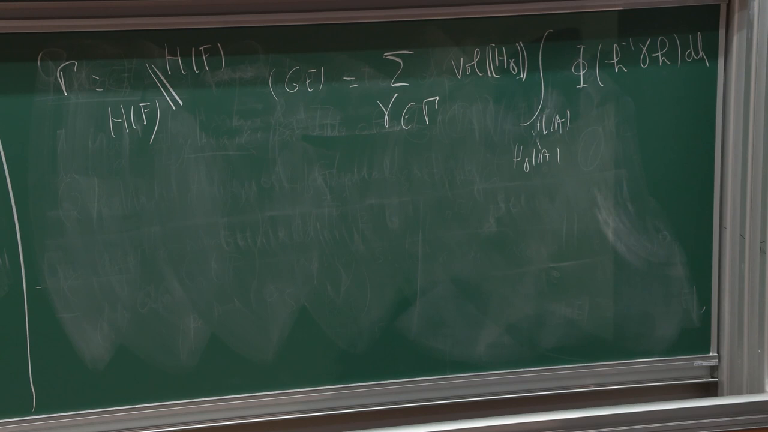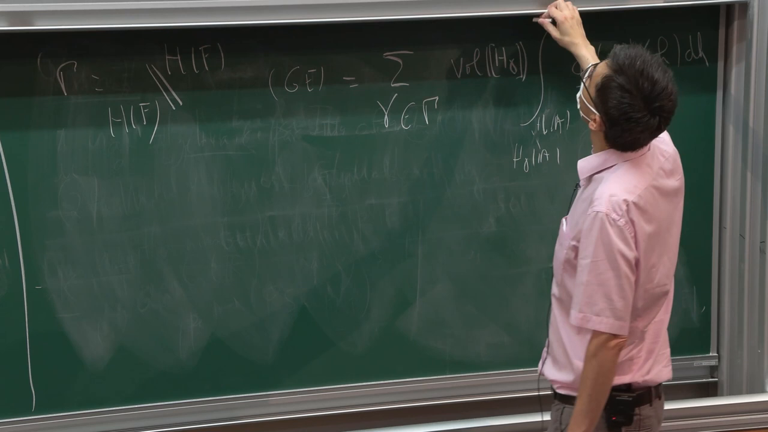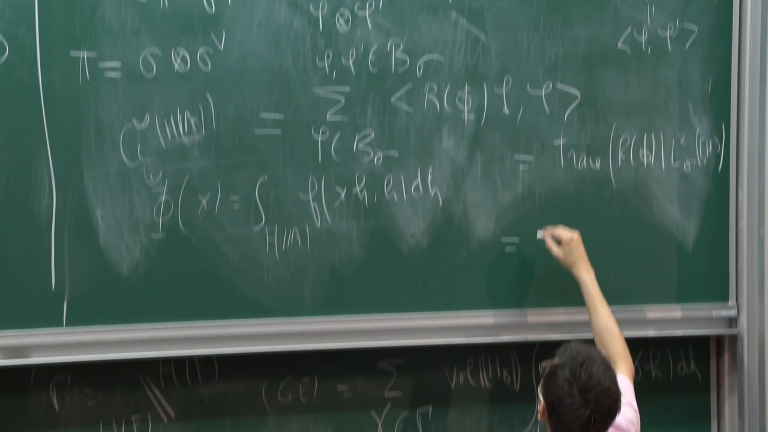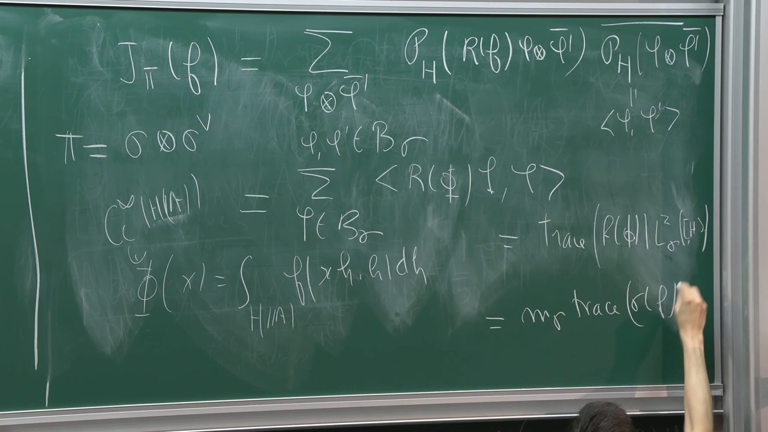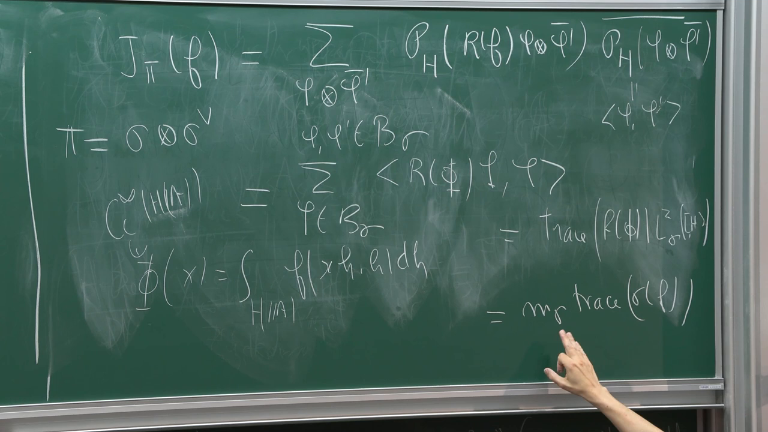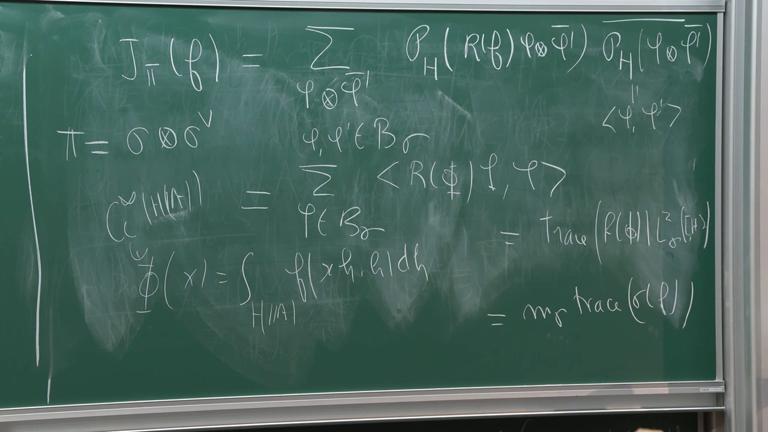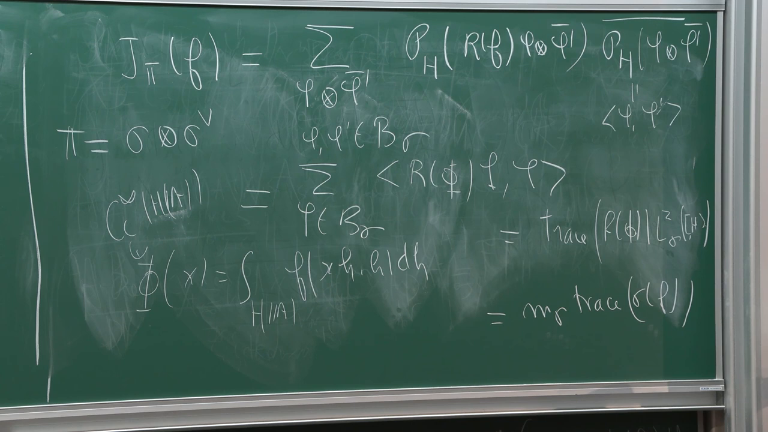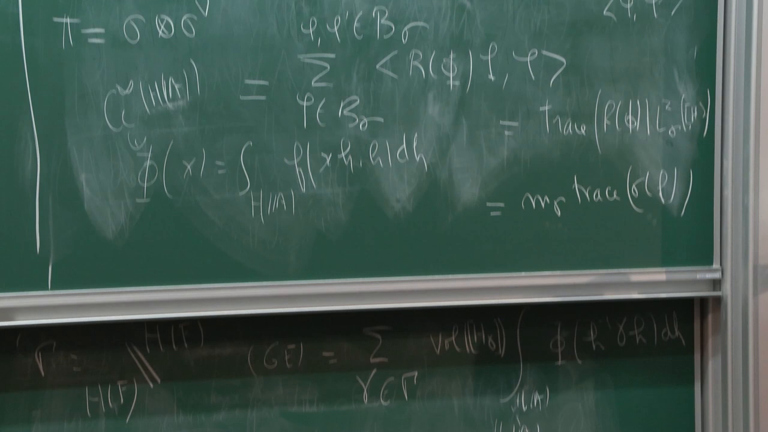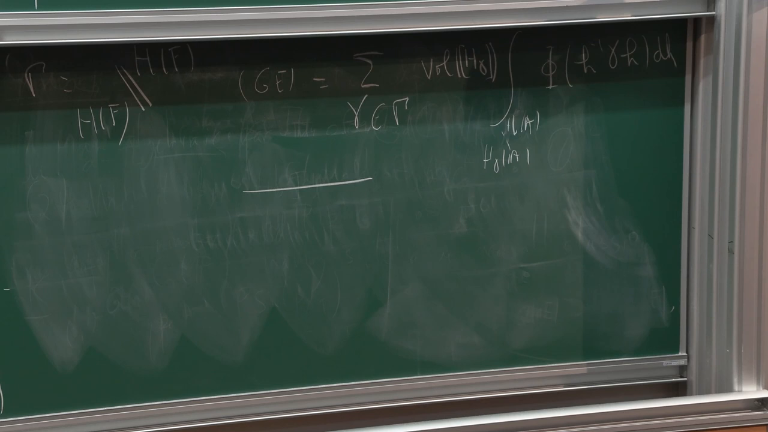Okay, so this is the equality between this expansion, and this can also be written as the sum of m sigma times the trace of sigma of f. So this equality between this expansion and the sum over all cuspidal representations of H of m sigma times the trace of sigma of f is the Arthur-Selberg trace formula in the anisotropic case. Okay. So now, what can be said beyond the anisotropic case?